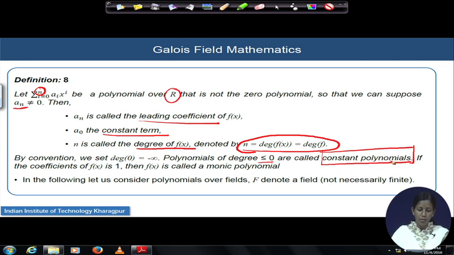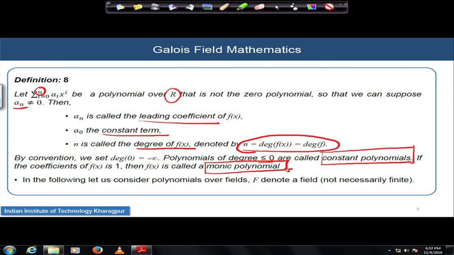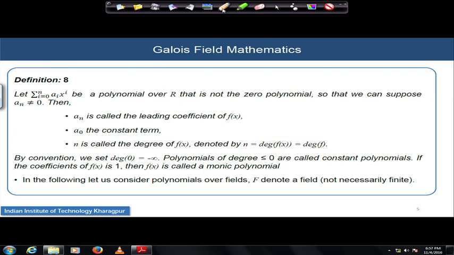If all the polynomial coefficients of f(x) are equal to 1, we will call it a monic polynomial. In the last slide we learnt about the zero polynomial, where all the coefficients are 0. All the coefficients equal to 1 means a monic polynomial, and if the degree is less than or equal to 0, the polynomial will be called a constant polynomial. From next onwards, let us consider the polynomials over a field F. F need not be a finite field, it may be infinite also.